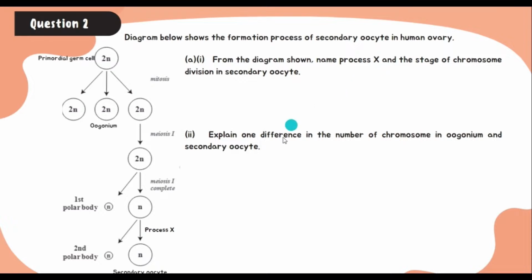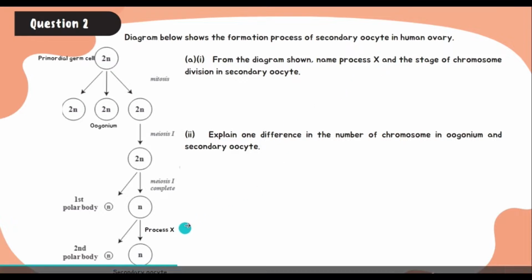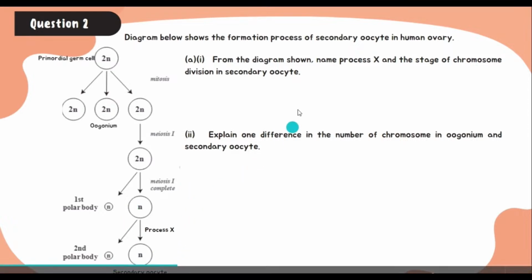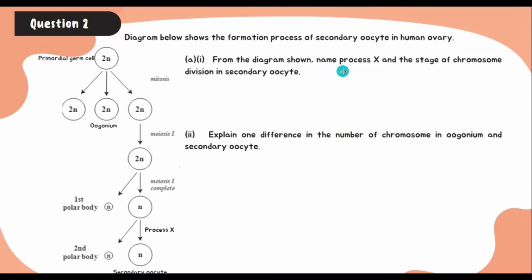Process X. So where is process X? Here. It occurs after meiosis 1 is complete. I think everybody knows what process X is. Okay, so why do we have 2 marks for this question? Because we have 2 questions here. We have to name process X, 1 mark given there, and you need to state the stage of chromosome division in the secondary oocyte. That will be your second mark.